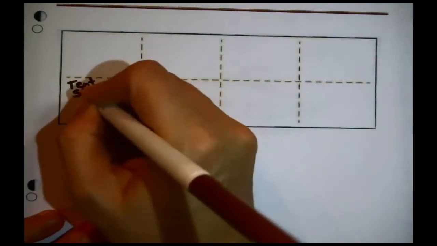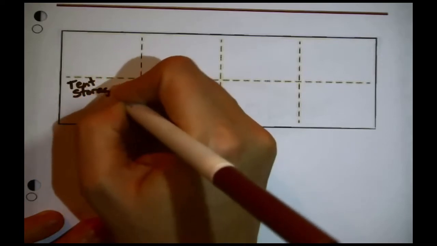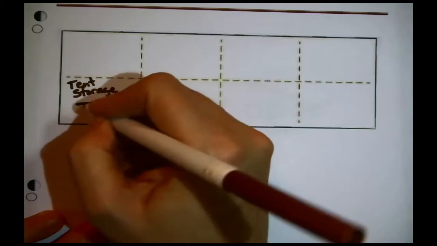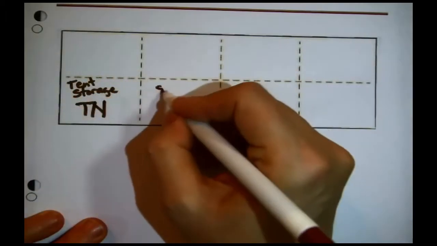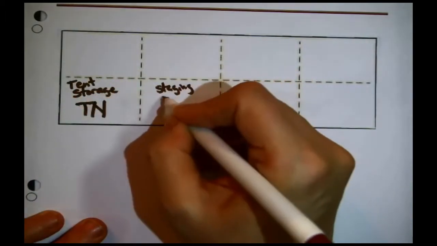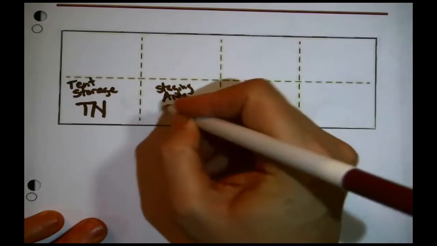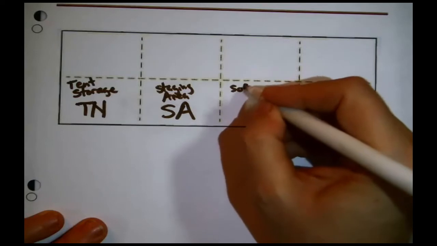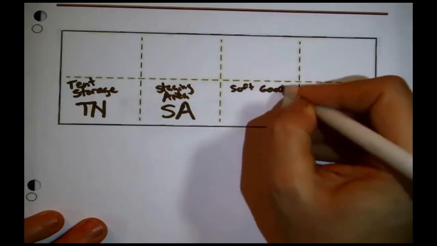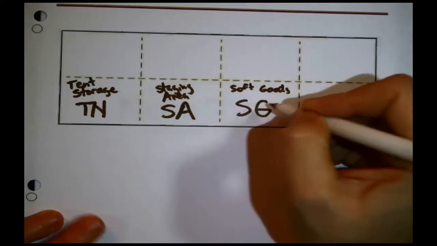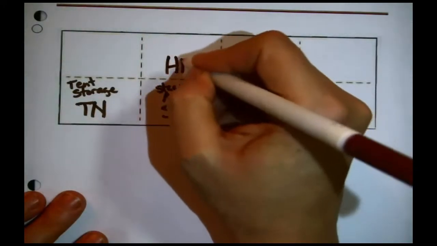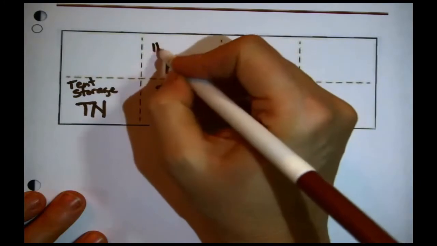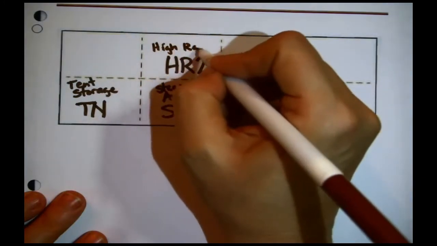Tent storage is right here in the lower left hand corner, and the staging area is right here. The soft goods storage, soft goods, right here. Just like I had written on the page before, the second high rack is what that stands for, area here.